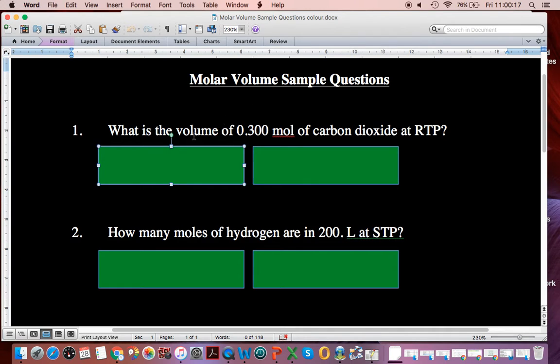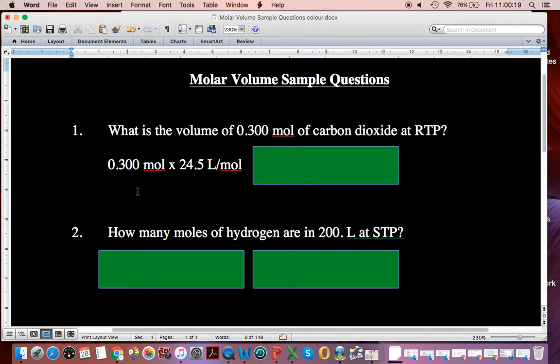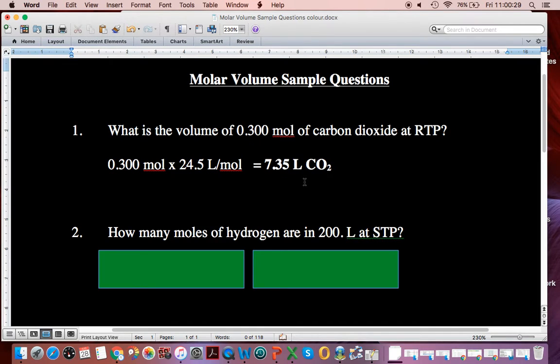So here's moles, we're going to volume. So we say, hey, I've got to take my moles, I multiply by molar volume, and I can see I have to get an answer smaller than 24.5 liters. And I get 7.35 liters of carbon dioxide. Why did I choose 24.5? Well, in the question it said I was at RTP, room temperature and pressure.